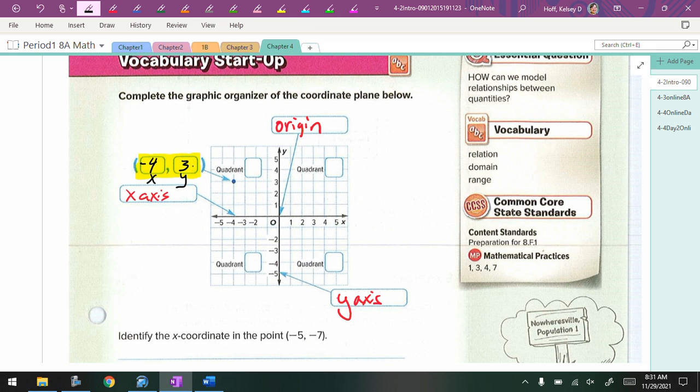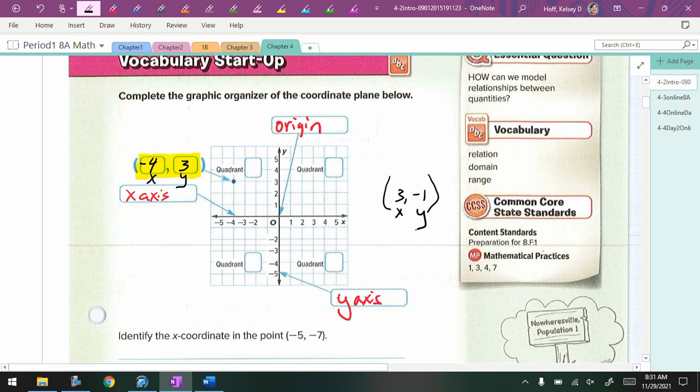Now here's where some of us struggled last week. On your own, I want you to plot the point 3, -1. Put the point 3, -1 on your graph. Where is that point located on your graph? Reminding yourself, this is x and this is y.